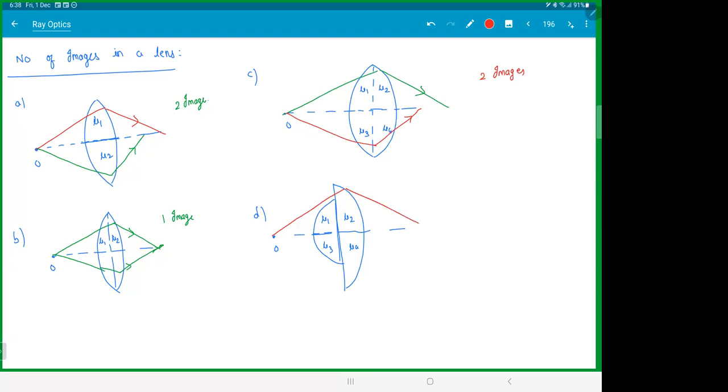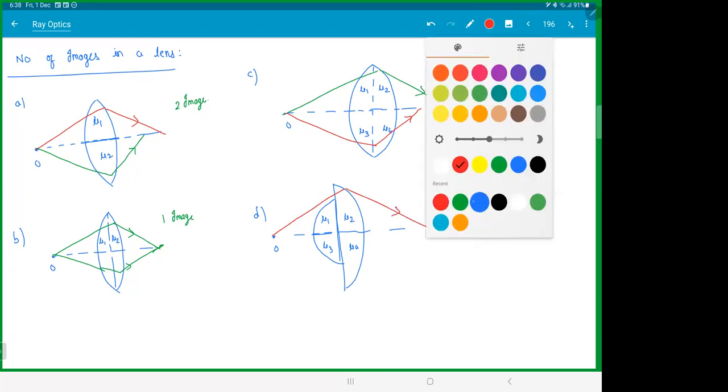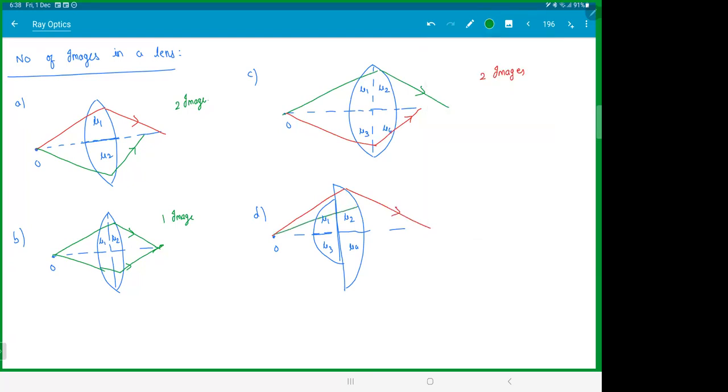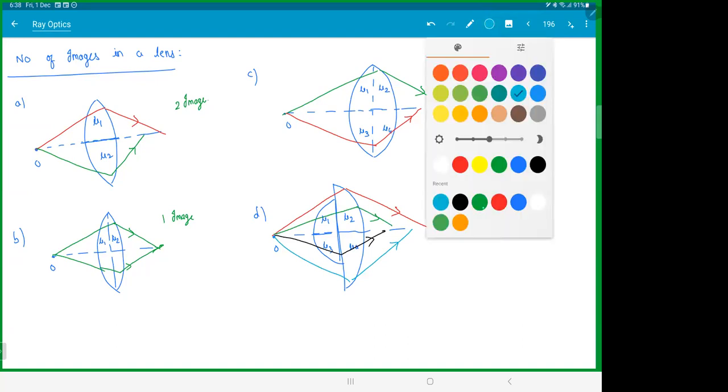Here, only mu2, mu1, mu2, mu3, mu4, only mu4. Here, four images. Hope you get the difference. You should take all possibilities. You have to send the light ray through different possible mediums.